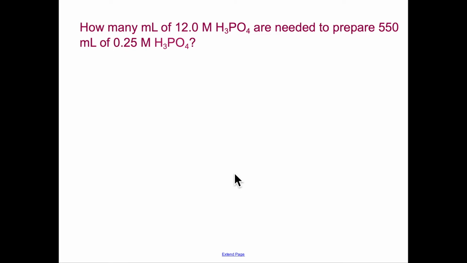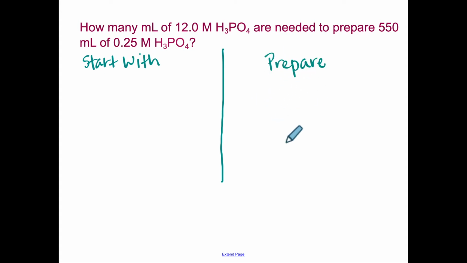In this problem, we have two different solutions. We have the solution that we're going to start with, and we have the solution that we're going to prepare. We know that the solution that we are going to prepare has a molarity of 0.25, and we also know that we have 0.55 liters of it. I slid the decimal to get that. So we want to figure out how many moles of that solution we need to make.